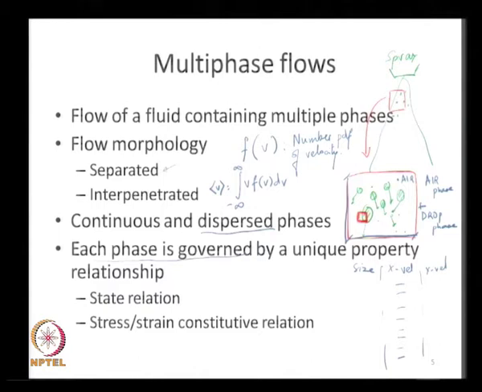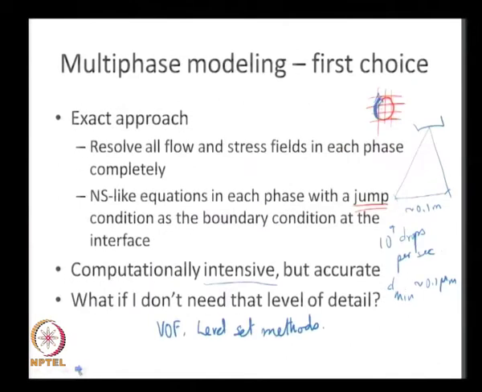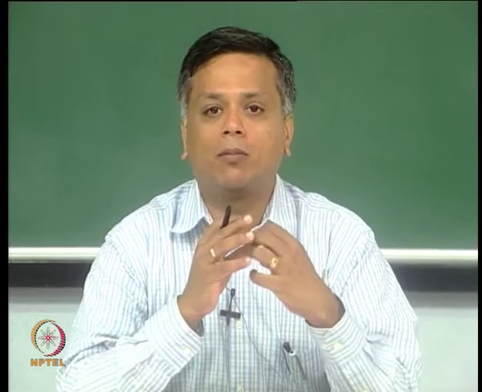Multi-phase flow is typically a flow of a fluid containing multiple phases. So you could have one phase or multiple phases, and we said there were four possible choices for the modeling itself. First is the exact approach, where you are solving the Navier-Stokes equations for each of the two phases. Now the properties, let us say if I am looking at bubbly flow, the properties of air, which is the material making up the bubbles, is different from the properties of the water, that is the continuous phase.